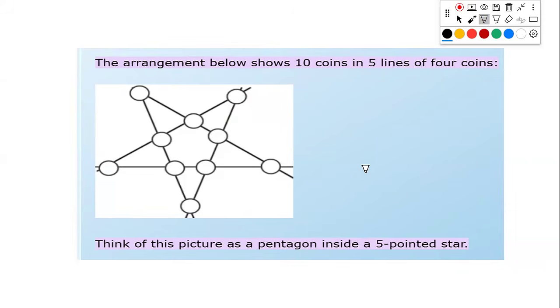So think of the picture as a pentagon inside a five-pointed star. As soon as I said five lines, your mind should say it should be a pentagon. But with a pentagon, if I'm drawing only the outside lines, I will not be able to place four coins on each of the lines. So I need intersecting lines, and the star helps me to do that.